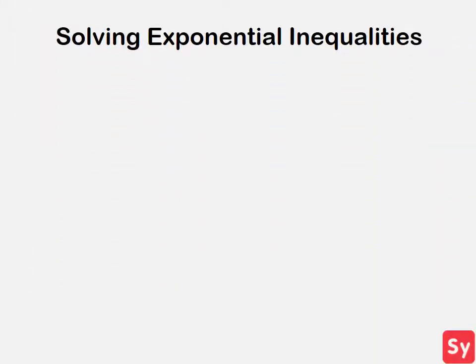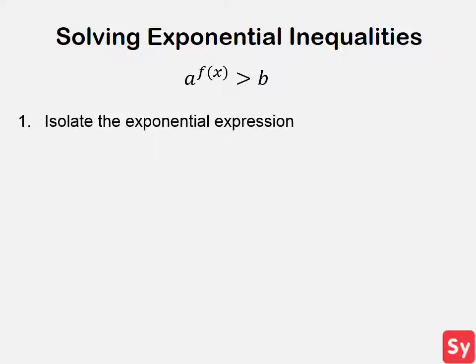We will see exponential inequalities in this form, where a and b are numbers and the inequality sign can be any inequality sign. In order to solve these exponential inequalities, first we isolate the exponential expression. Next, we rewrite b from step 1 such that b equals a to the power of log base a of b, or b equals e to the power of ln of b, depending on the inequality.